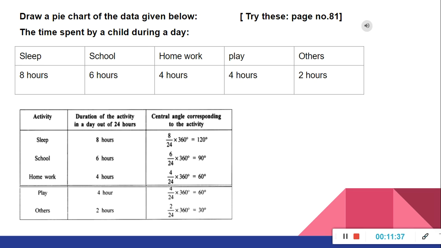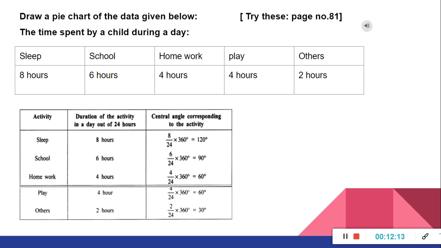School, 6 upon 24 into 360, that is 1 upon 4 into 360, which is equal to 90 degrees. Homework 4 hours, 4 upon 24 into 360, you can write 1 upon 6 into 360, that is equal to 60 degrees. Play, 4 upon 24, that is 1 upon 6 into 360, equal to 60 degrees. Now others, 2 upon 24 into 360, that is equal to 30 degrees.